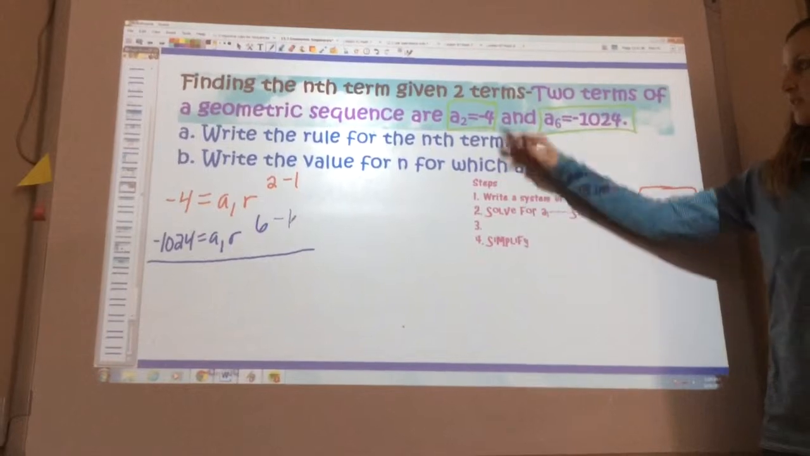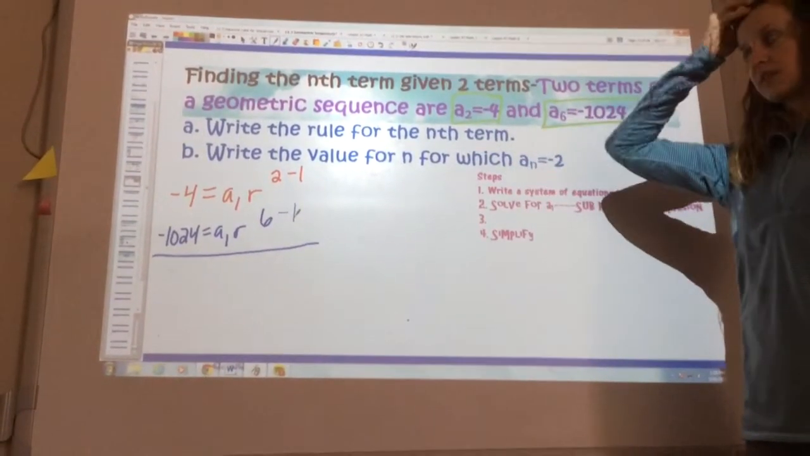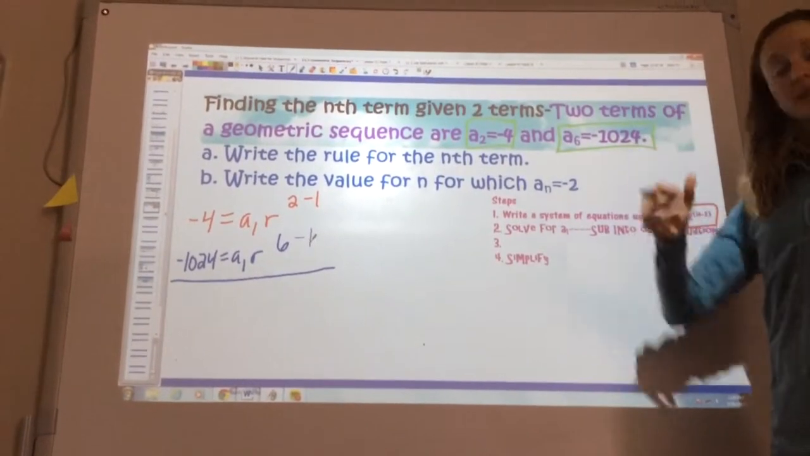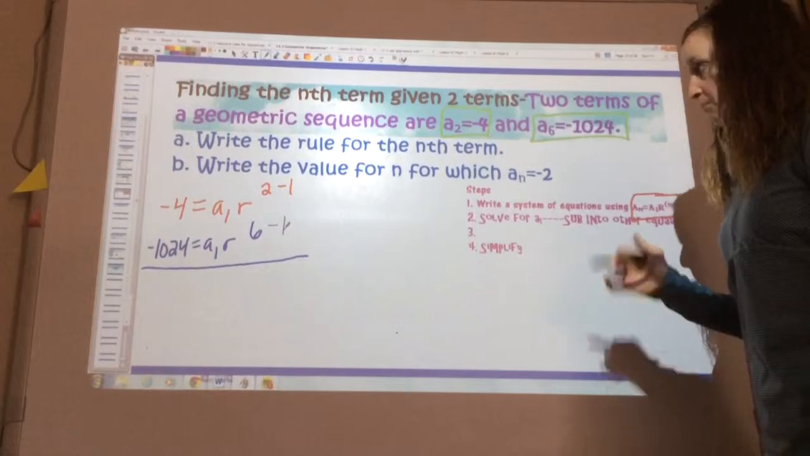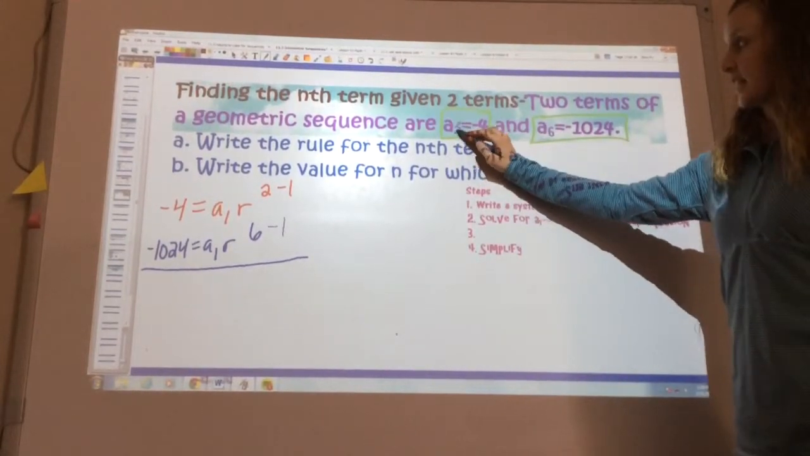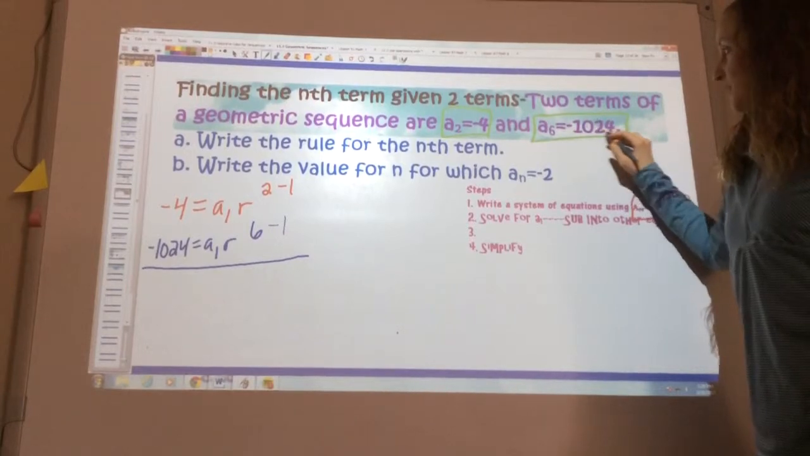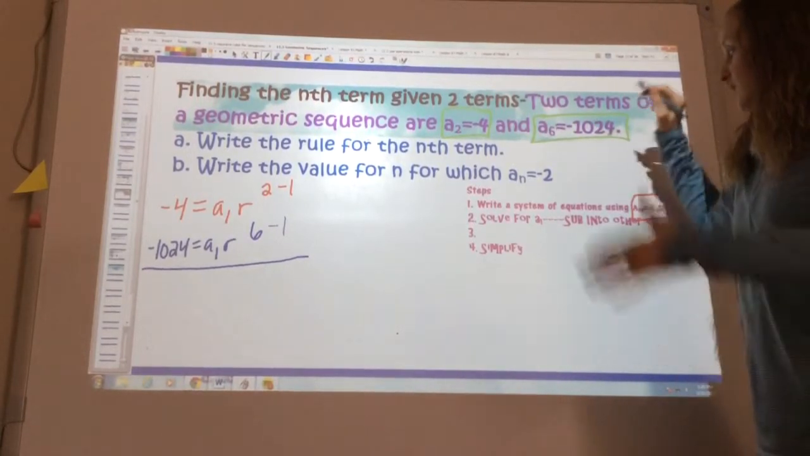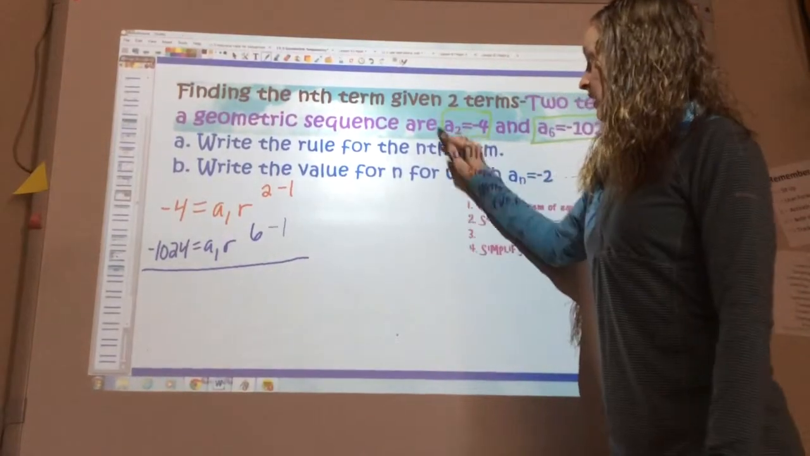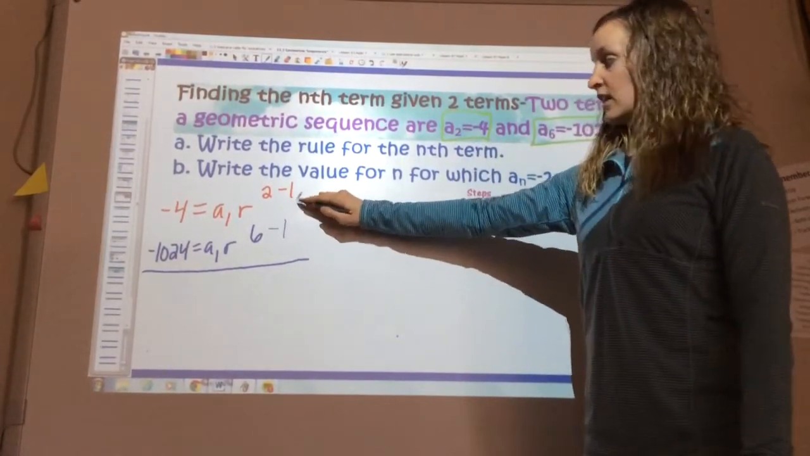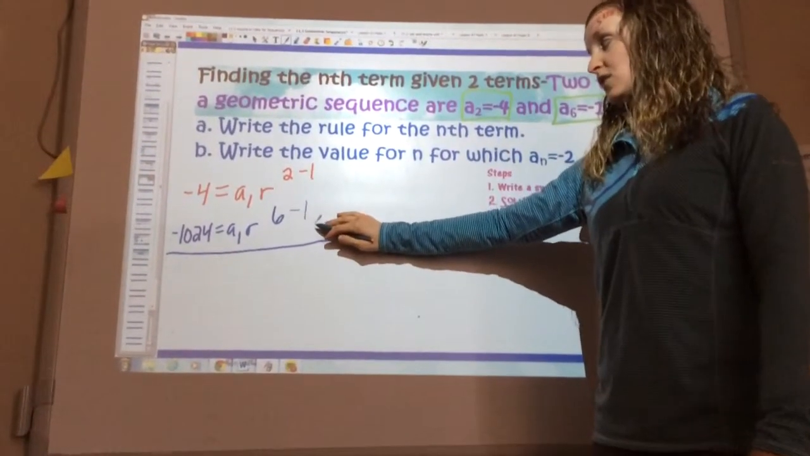So yesterday we talked about how we're able to find the nth term given two terms of a what kind of sequence? Geometric. Geometric has to deal with what two operations again? Multiplication or division. Okay, perfect. So we're given our second term, it equals -4, and our sixth term equals -1024. Yesterday we got to the point of substituting in: this is the equation we can fill in for our first one, and this is the equation we can fill in for our second one.